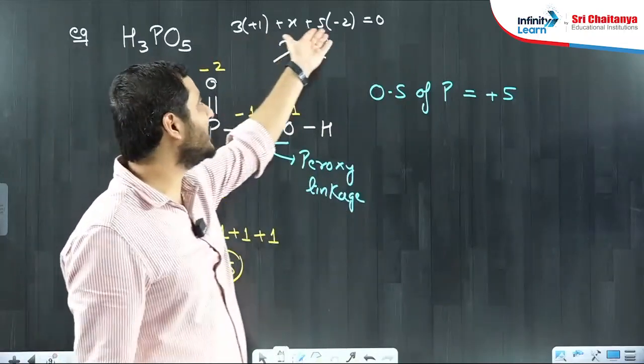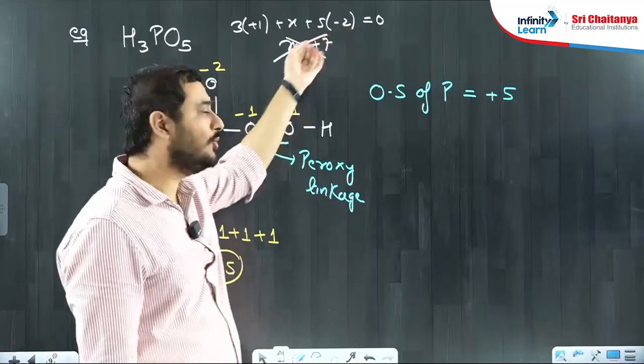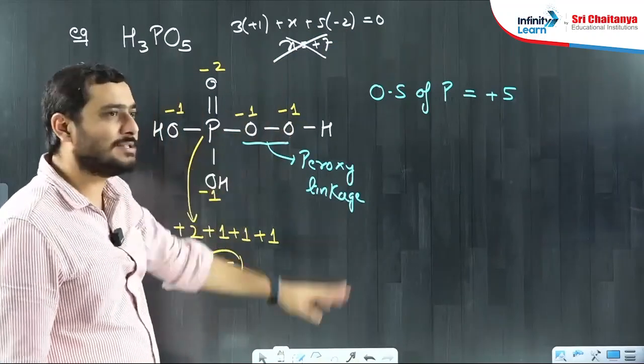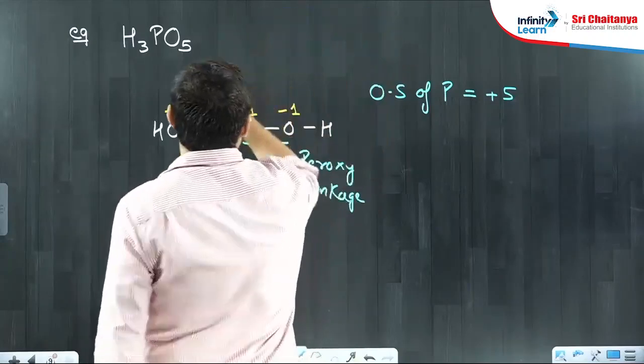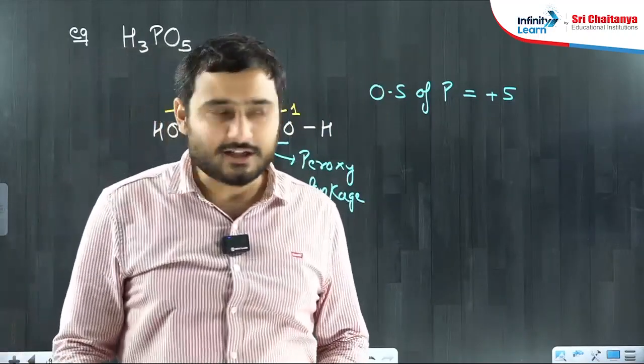Why are we getting this incorrect? Because we have assumed that all 5 oxygens are in which state? -2. But here which linkage is present? Peroxy linkage. That's why the answer is +5. Clear? So whenever these types of peroxy acids are present, we'll draw the structure and then find out the oxidation state.